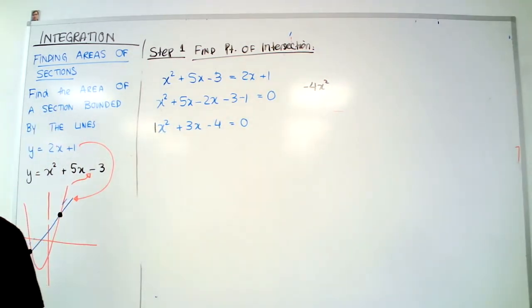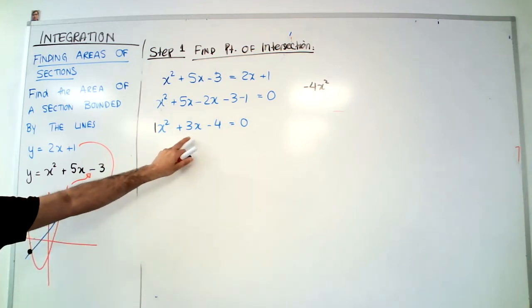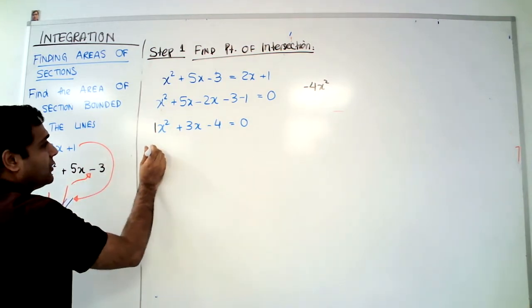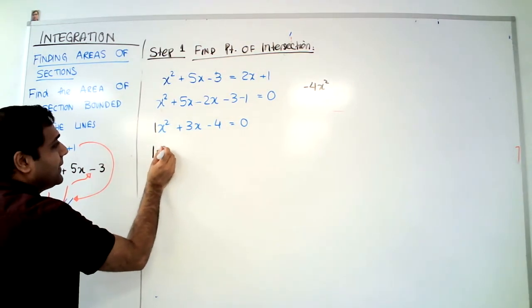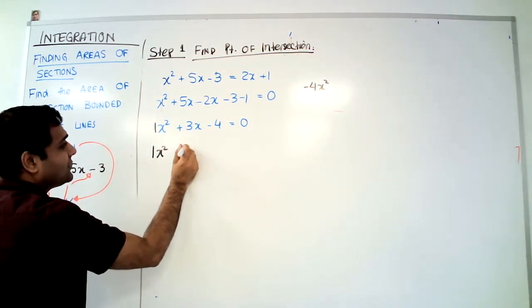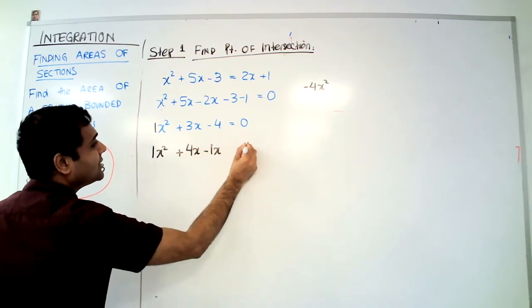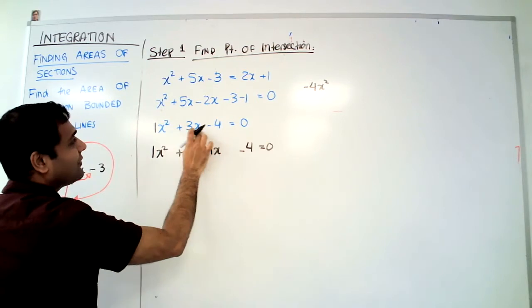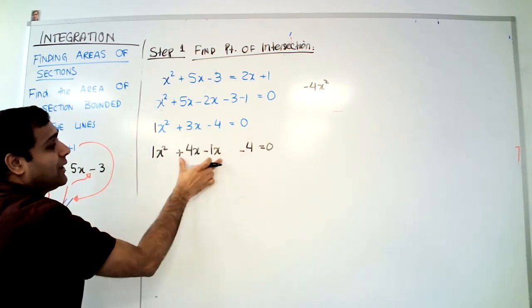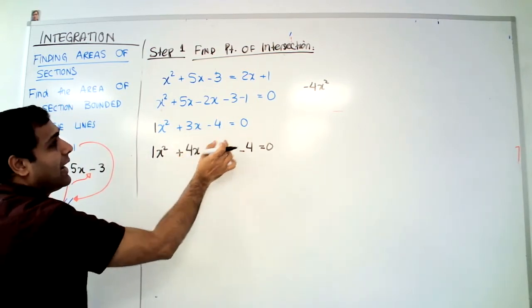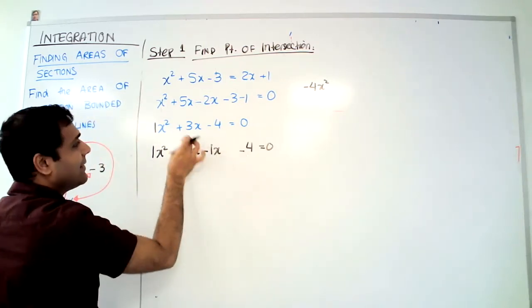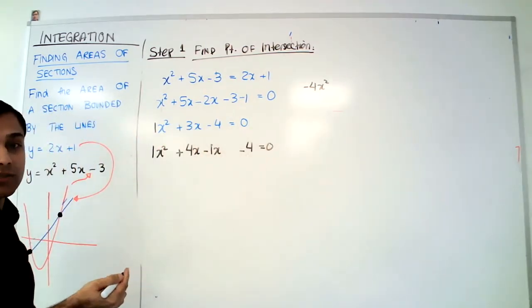Now, think of two numbers. When you multiply, the answer is minus 4, but when you add them or subtract them, the answer is 3. So it goes like this. 1x squared plus 4x minus 1x minus 4. So instead of 3x, I write down 4x minus 1x. See, if I multiply them, I get the minus 4x squared, but if I add them, this is the answer again. This is how we factorize.